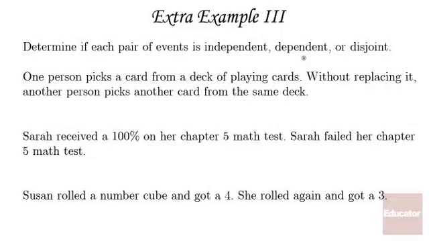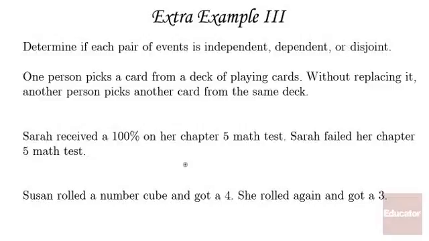the first event. And then disjoint, remember, is when we have two events that cannot occur at the same time. It's not possible for them. Okay, so the first statement: a person picks a card from a deck of playing cards. Without replacing it, another person picks another card from the same deck. So there are 52 cards in a deck. A person picks a card. That's the first event. So the first pick is the first event. Without replacing it, another person picks another card from the same deck.